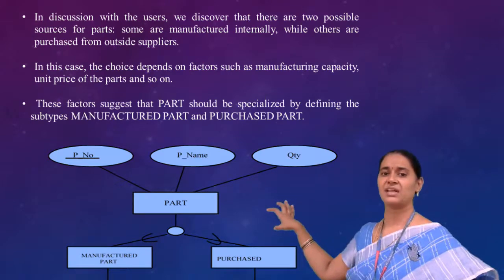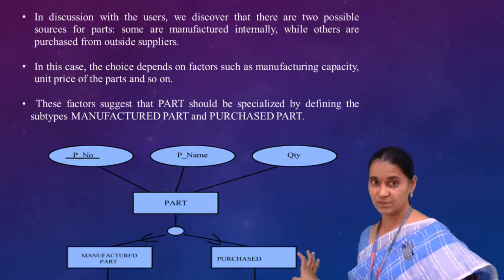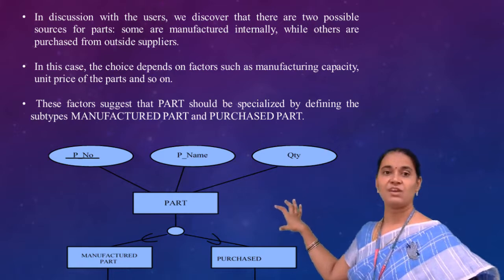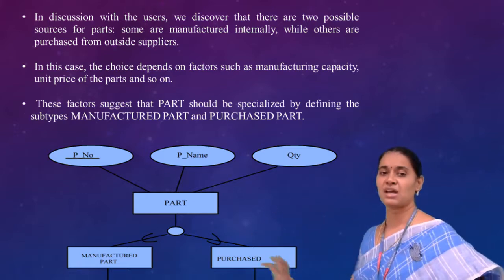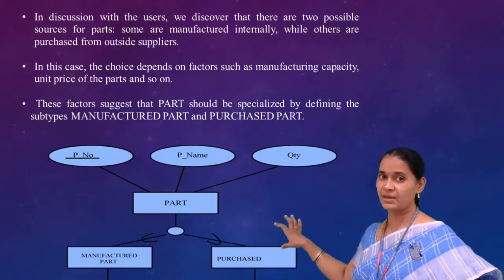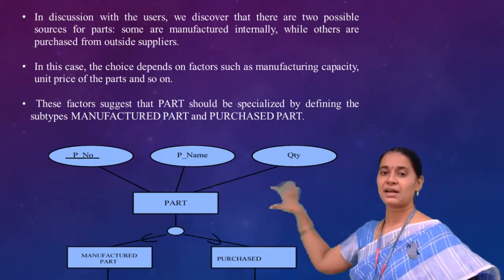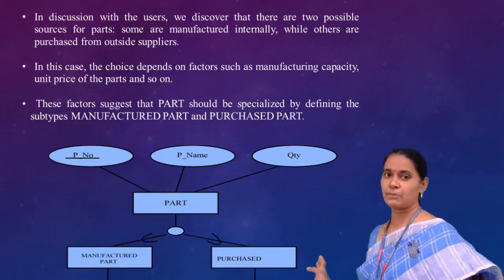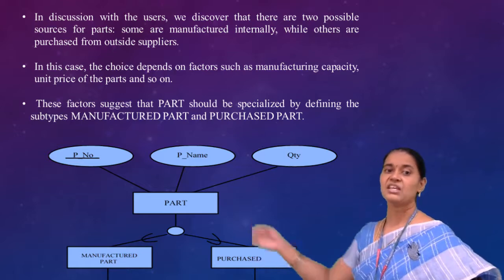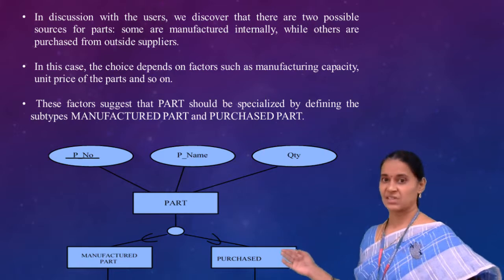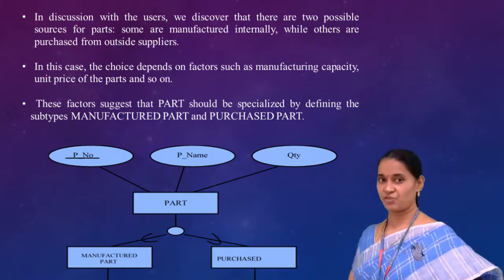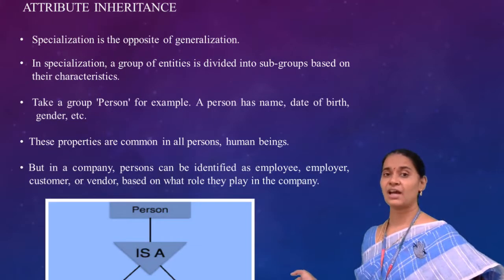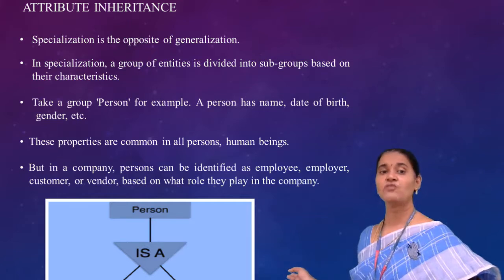So the part here is a supertype which is internally divided into subtypes, manufactured parts and purchased parts. Here the part is called the supertype entity, which is again divided into subtypes, manufactured parts and purchased parts. The supertype entity has some common attributes, part number, part name and its quantity, whereas manufactured parts has its own attribute, routing number, and the purchased parts has its own attribute, price. These factors suggest that part should be specialized by defining subtypes, manufactured parts and purchased parts. So this is how I define the other one, which is called generalization. This is the general definition of generalization.